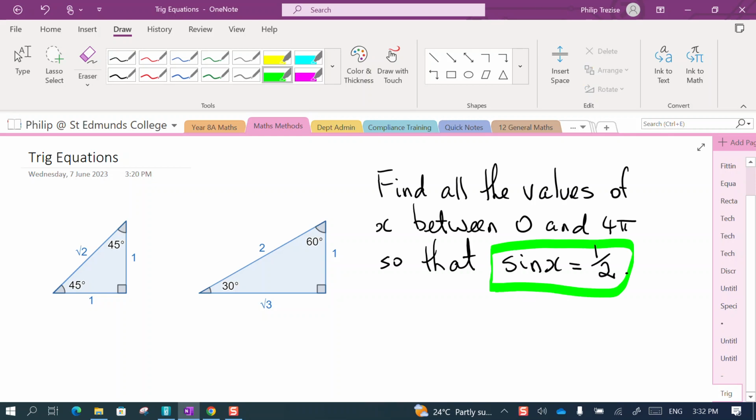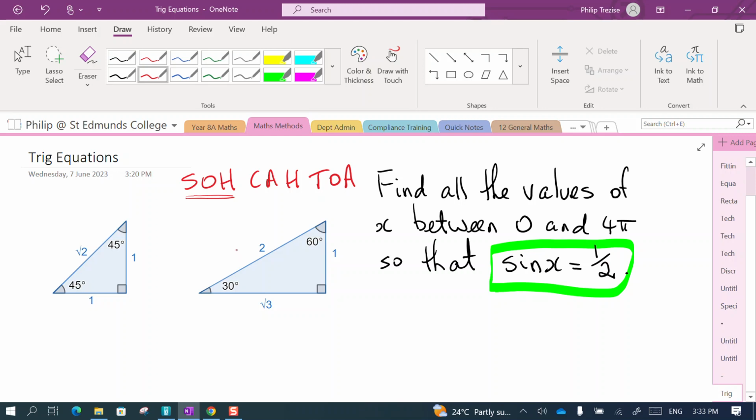Now we will use the unit circle eventually, but before we do so, let's think about our special triangles. So my special triangles here, remember the old SOH CAH TOA, which applies to triangles. We have sine. Now sine is this one, opposite over hypotenuse. So we can see here sine equals 1/2. That means I'm looking for an angle where the opposite side is 1 and the hypotenuse is 2.